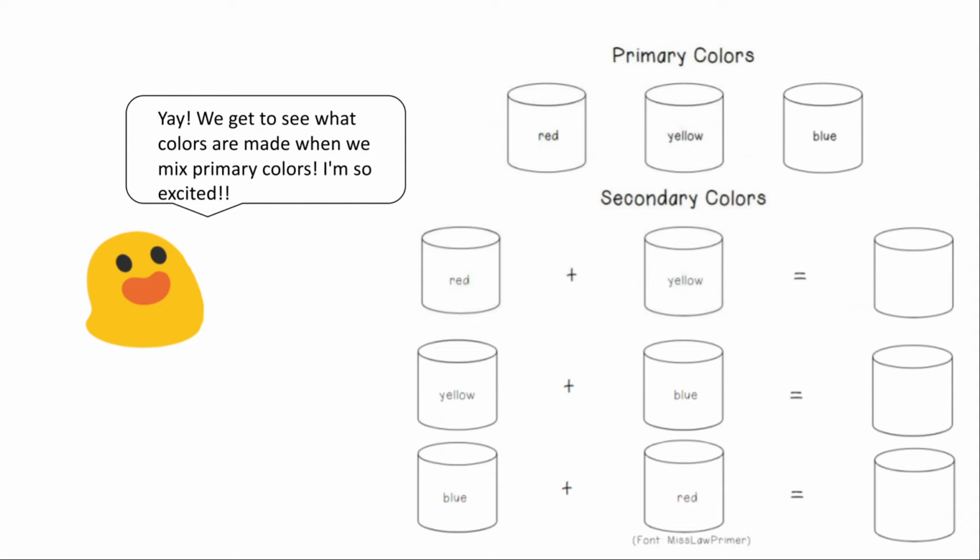Okay, so y'all can fill that out. Primary colors are red, yellow, and blue. Secondary colors are orange, green, and violet.